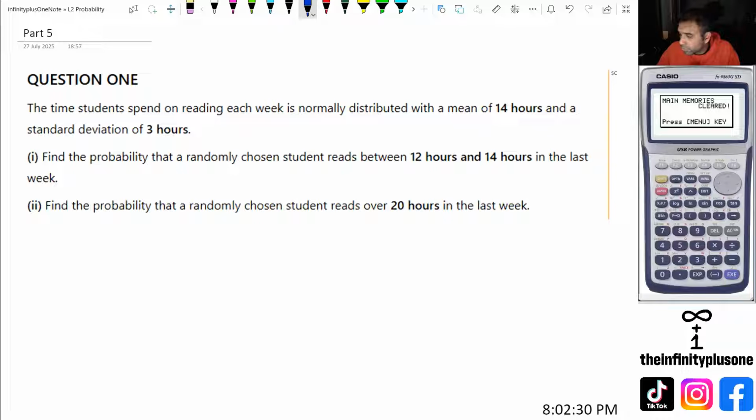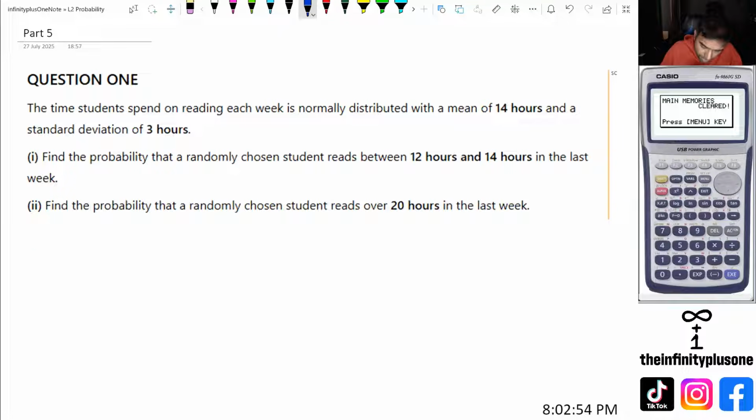So I'm just going to go through question 1, part 1, and I'm going to show you a diagram as well. With this one, if you want me to do it with the long table method, just give me a yell. I might just do the long method first and then show you how to do it in the calculator.